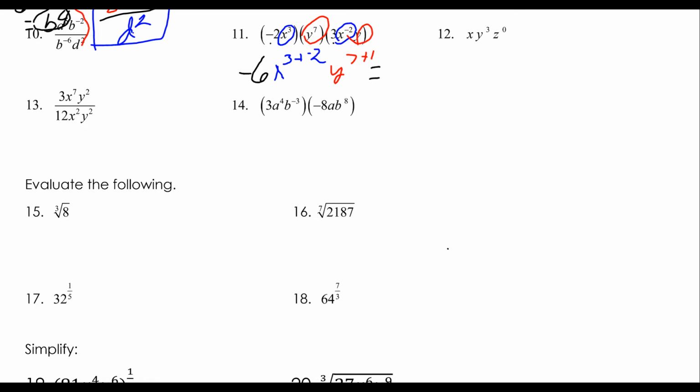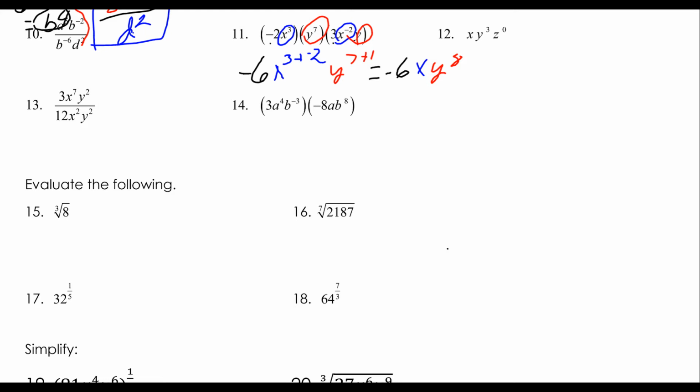Final output is going to be negative 6 x, because 3 plus negative 2 is going to be positive 1. And then 7 plus 1 is going to be 8, so that's y to the 8th. Next problem.